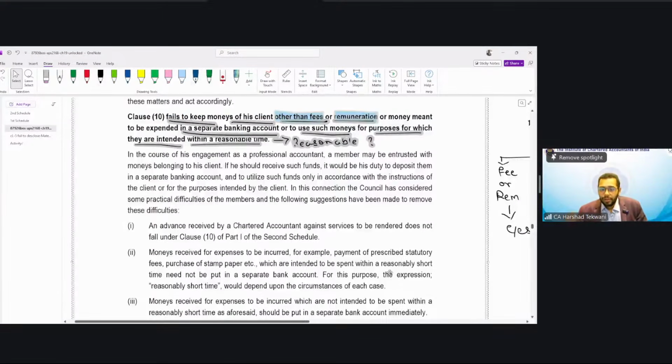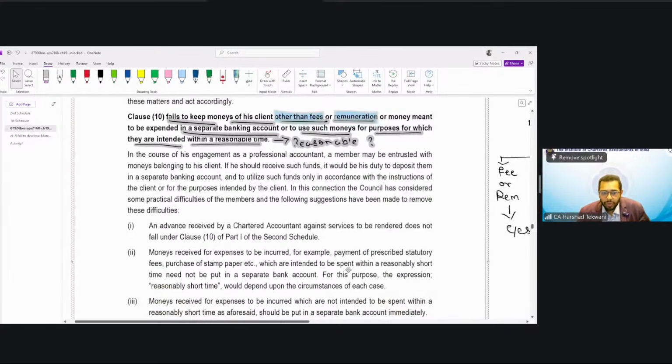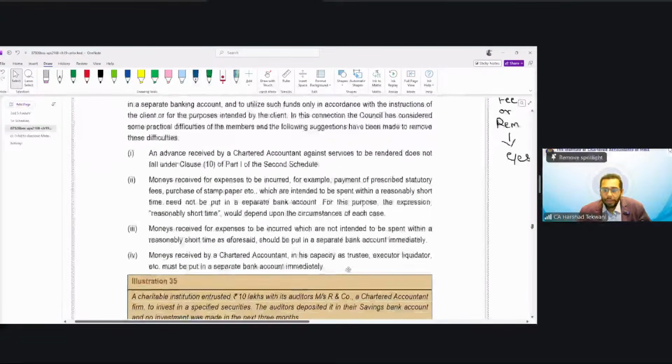So when I talk about the reasonable time frame in this scenario, it depends upon what the purpose of the money was, for what purpose money was provided to the chartered accountant. What was the need, or what was the background and intention of providing that money, investment or something else, whatever it is. So accordingly, we need to define the reasonable time frame.